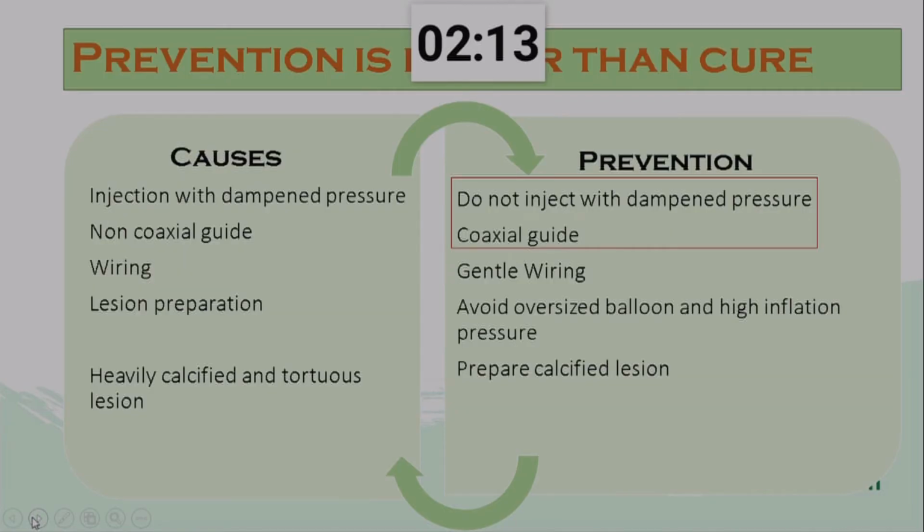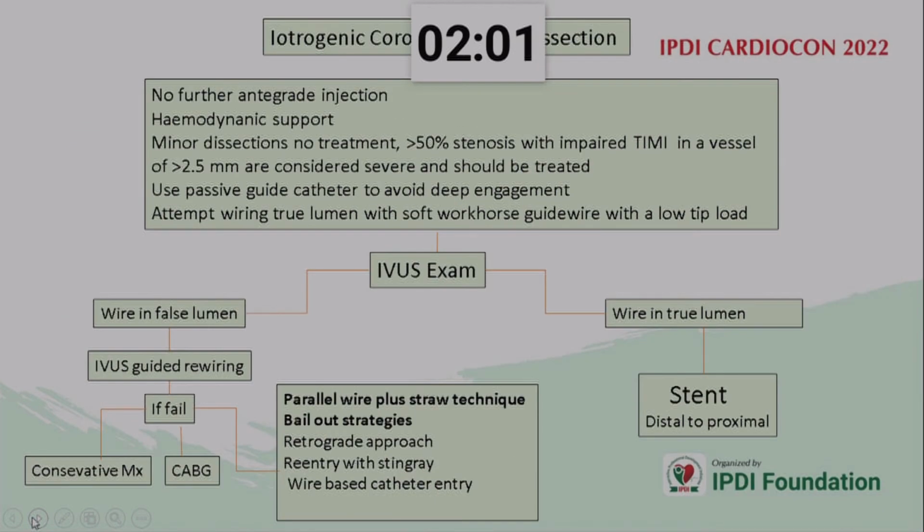So my recommendation for managing these patients is that prevention is better than cure. Do not inject when there is dampened pressure, and the catheter should always be kept coaxial. Even then, if iatrogenic coronary dissection occurs, there should be no further antegrade injection. Hemodynamic support should be established. In case of minor dissection, no treatment may be needed, but if the dissection causes more than 50% stenosis with impaired TIMI flow in a vessel of more than 2.5 millimeter, it should be considered severe.